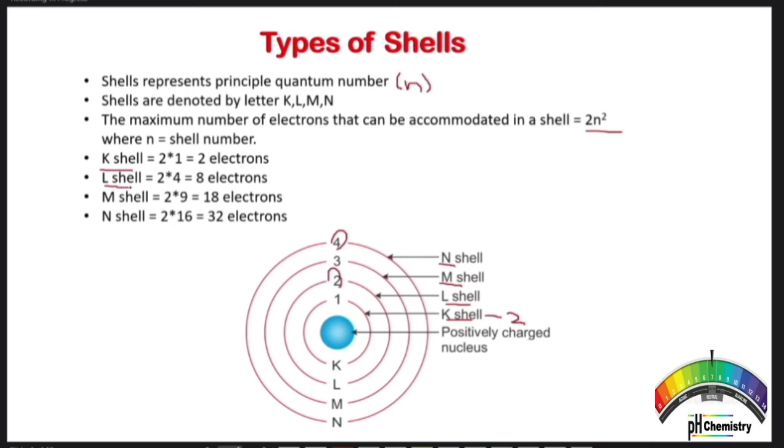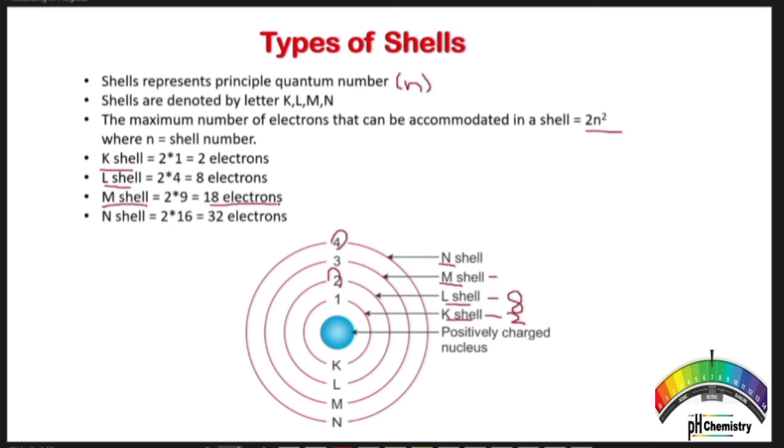For the L shell, the value of n is 2. So 2 square is 4 and 2 into 4 is 8. So the L shell contains a maximum of 8 electrons. You will never ever see a 9th electron in the second shell. This is the universal law. So for the M shell, the value of n is 3. 3 square is 9. So 2 into 9 is 18.